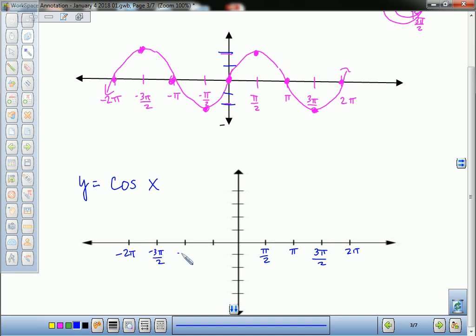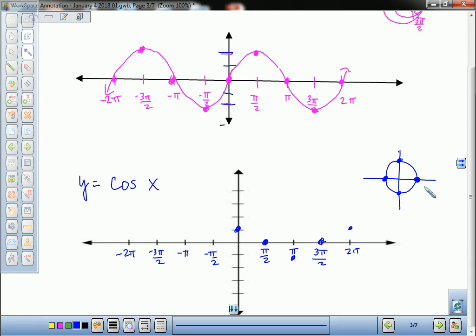So this time, instead of looking at the y's, we look at the x's because cosine is the x value on the unit circle. So what is the x value right here at 0 radians? 1. What is the x value right here at pi over 2 radians? 0. What is the x value here at pi? Negative 1. The x value here is 0. The x value here is 1.